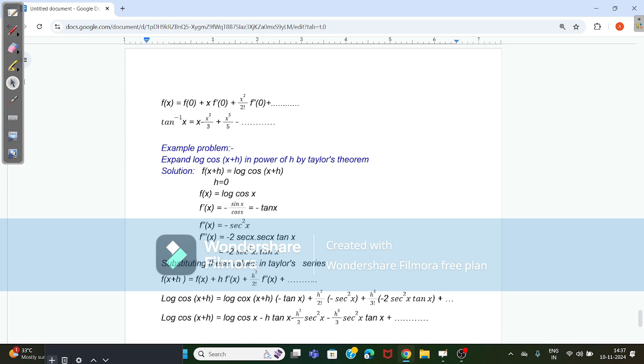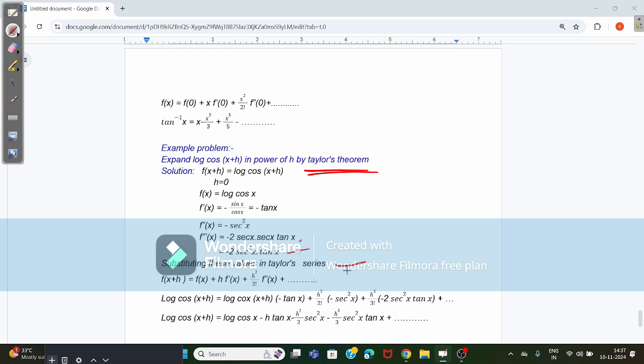Expand log of cos of x plus h in powers of h by the Taylor theorem. f of x plus h is equal to log of cos of x plus h. We have to use the Taylor theorem here. Put h equal to 0. f of x is equal to log of cos x, f dash of x is minus sin x by cos x, which is minus tan x, f double dash of x is minus secant square x, f triple dash of x is minus 2 secant square x into tan x.